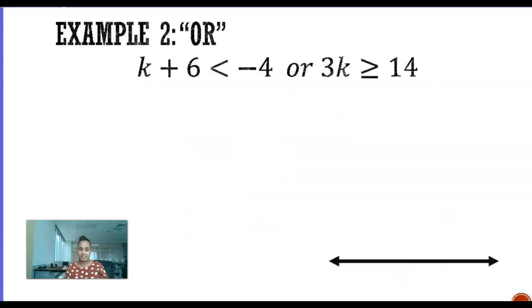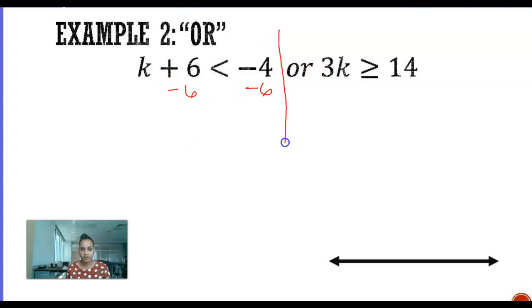This is going to be our last example today. This is an OR inequality. And what's going to happen is I'm literally just going to work out two inequalities separately. K plus 6 is less than -4, or 3k is greater than or equal to 14. Let's just work them each out. So subtract 6.